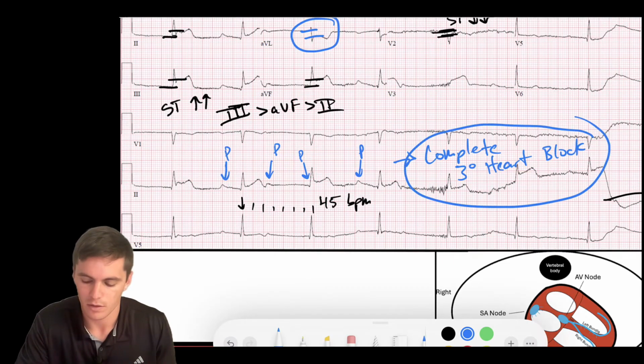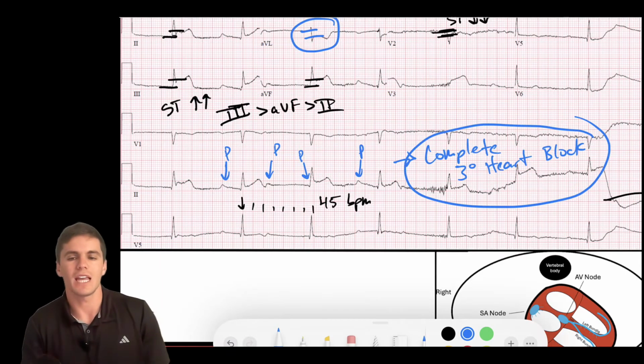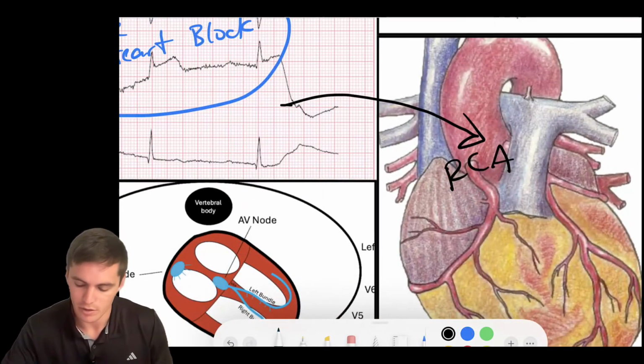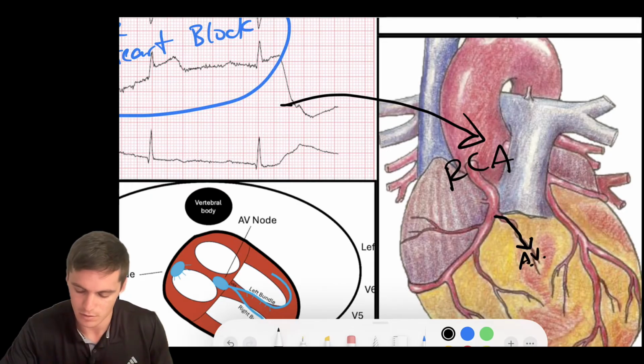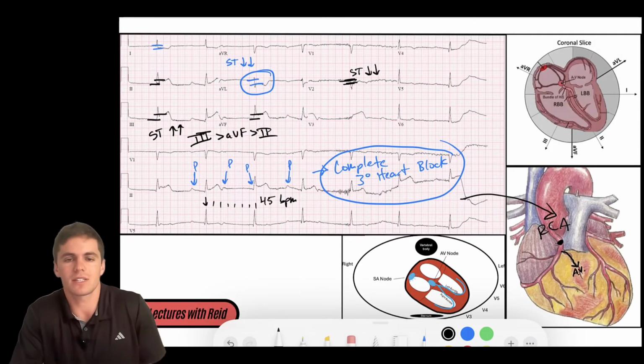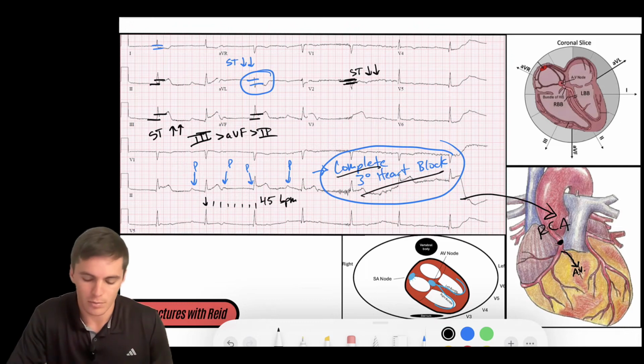And so remember, oftentimes in right coronary artery occlusions, the AV node is affected if the occlusion is proximal to the branch that supplies the AV node, right? So say my AV nodal branch, for example, is this one. If my coronary artery occlusion is right here, well, I'm also going to cause ischemia to the AV node. And so that's why you see here this complete heart block.